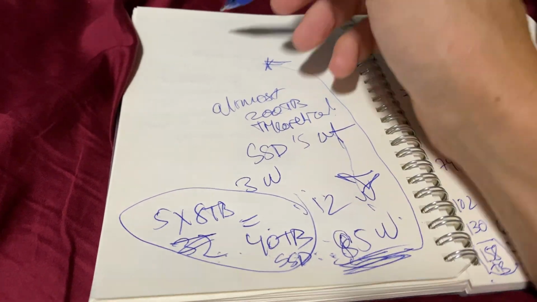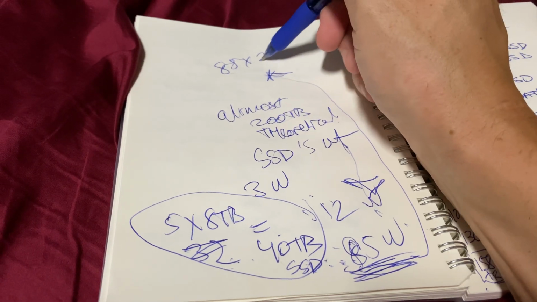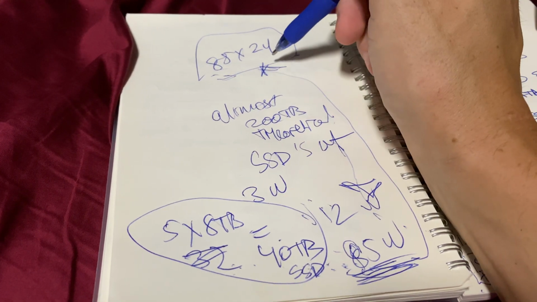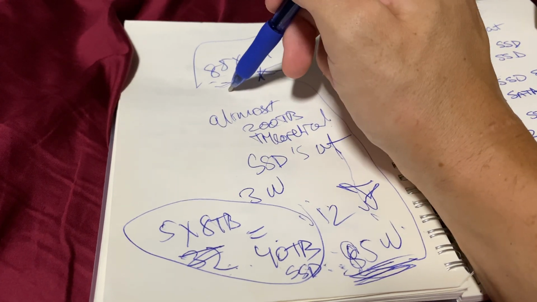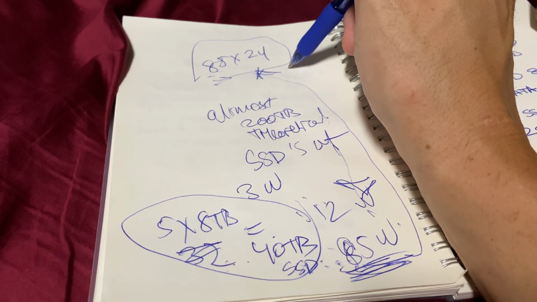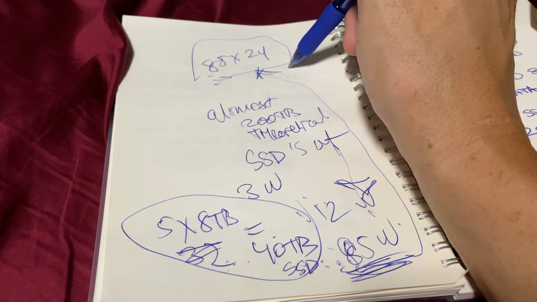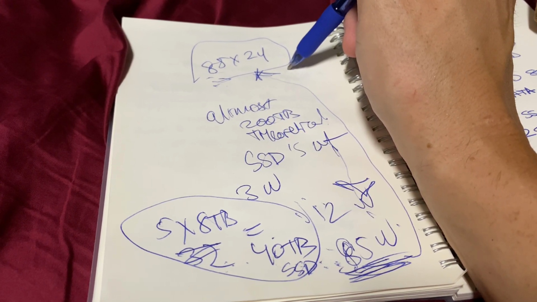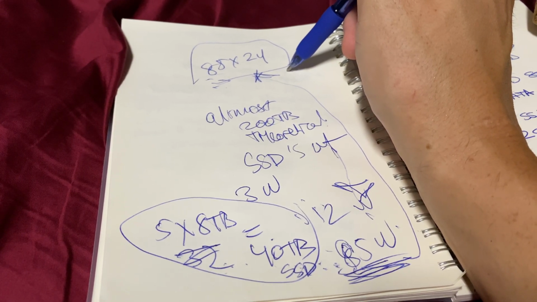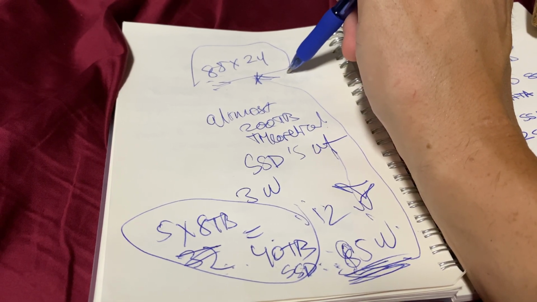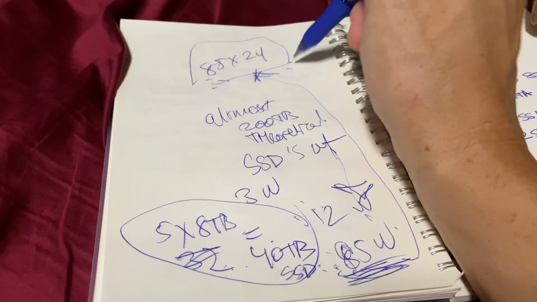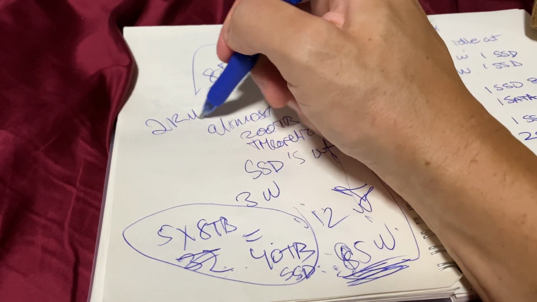85. So 85 times 24. So we're talking about, let's say, 85 times 10 is 850 watts. 67, so 1700, plus another 1700, plus 85, 170, 340. So it's about 2 kilowatts a day.